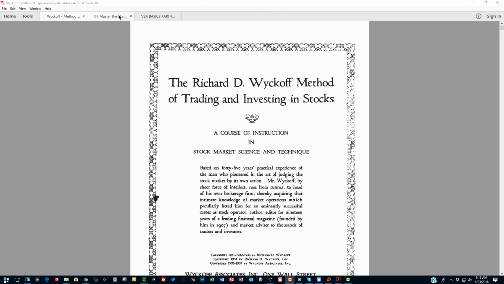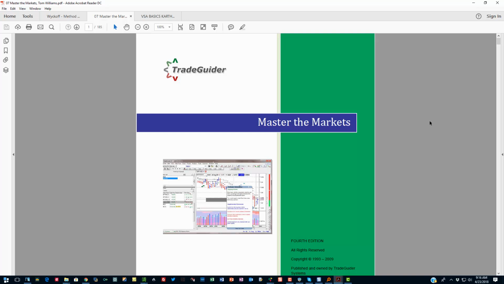One of the primary practitioners of volume spread analysis was Tom Williams. Now, Tom Williams passed away last year, but he was an advocate of volume spread analysis. That was his terminology, and he was the first one to incorporate it into software, and that software is TradeGuider software. I'm sure you've seen it advertised.